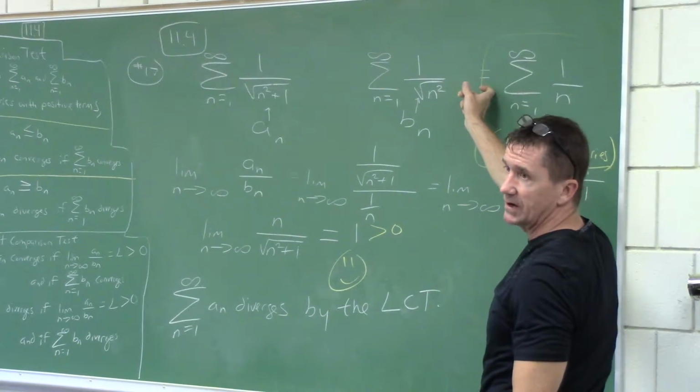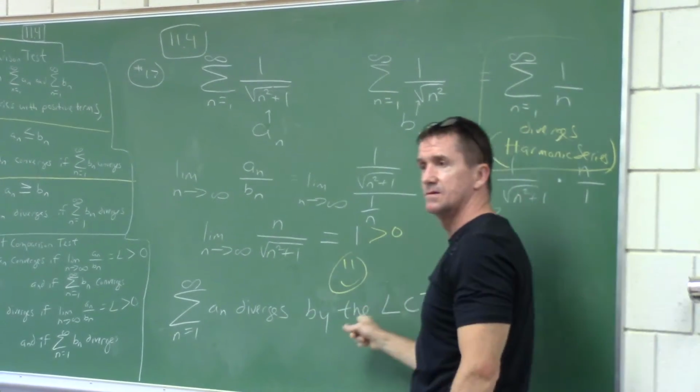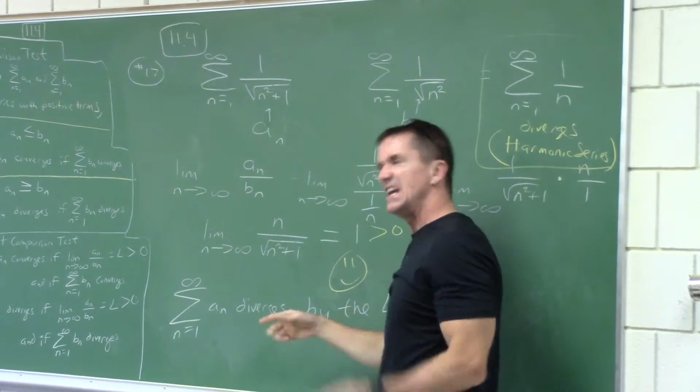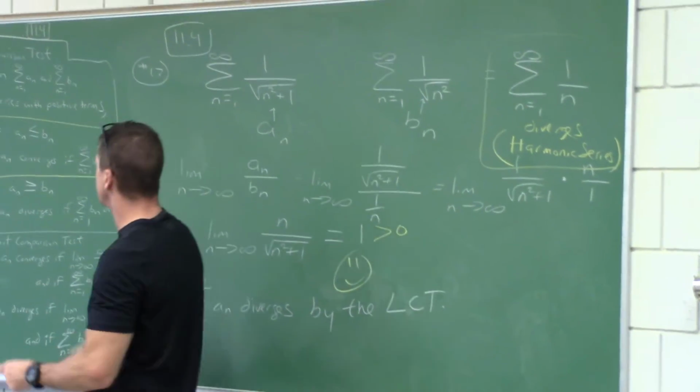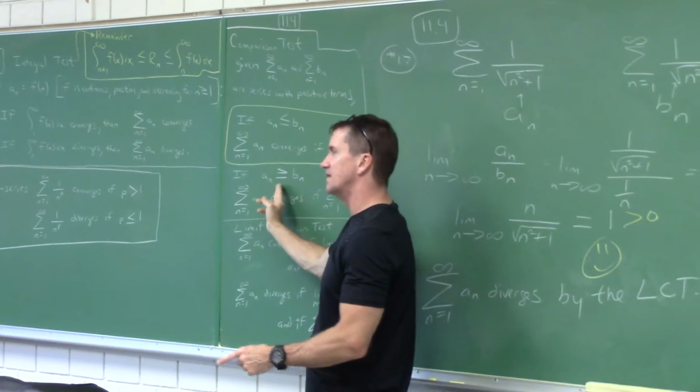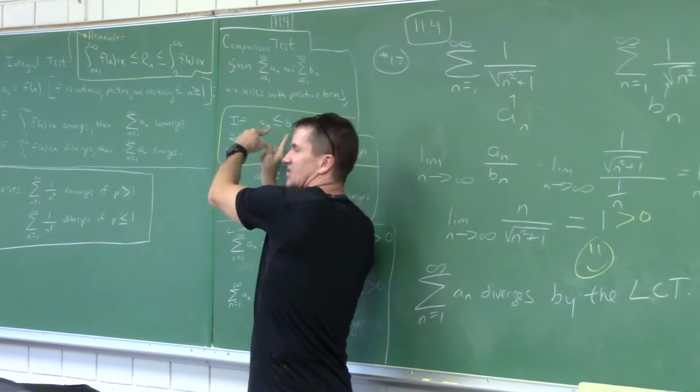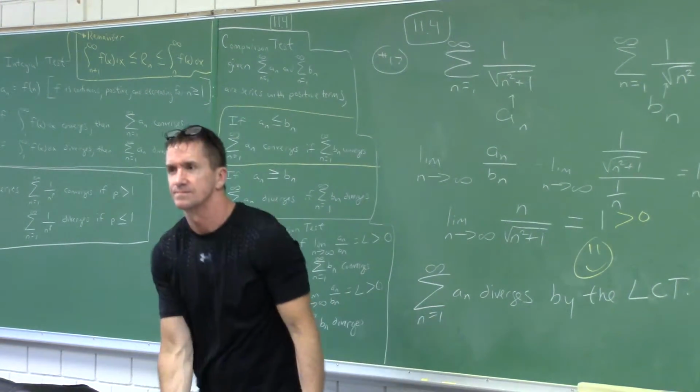Now please note something. What if this baby over here converged? What would I have written? Because this series converges. That's what's so great about the limit comparison test. We don't get tripped up by this what? Greater than or equal to, less than or equal to. Cool.